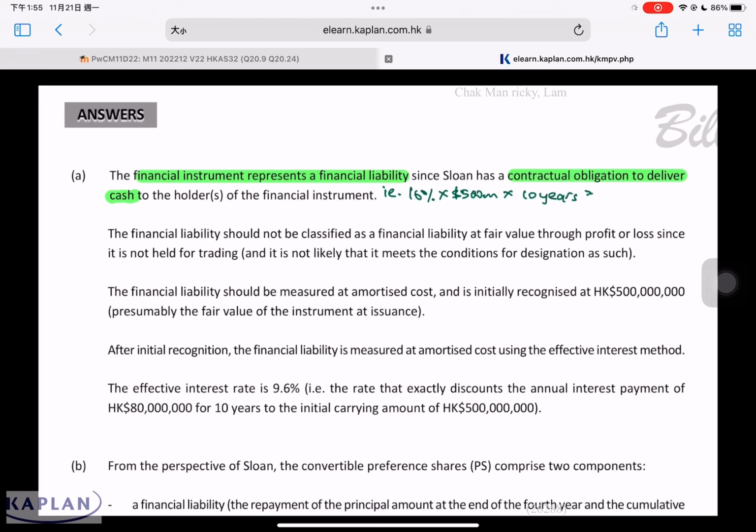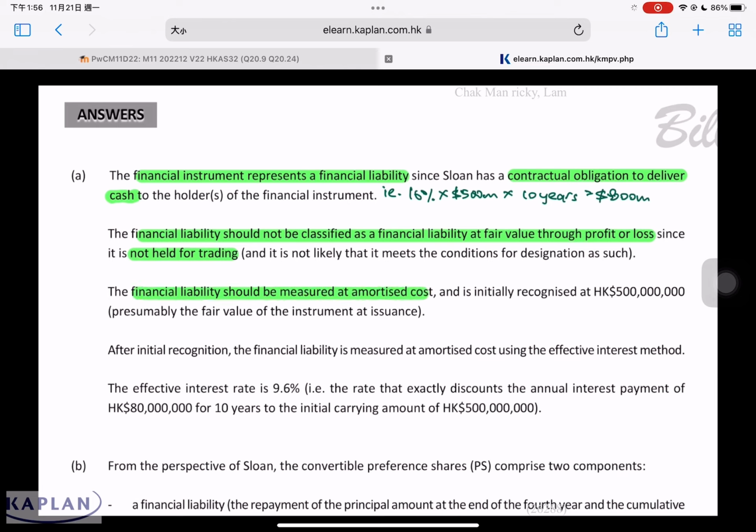In total, the entity has to pay $800 million. We cannot simply say this $800 million is paying for interest. The interest payment is too excessive. The 16% interest contractually, they call this interest, but in substance, the $800 million they're paying is for the principal and the interest. The financial liability should not be classified as fair value through P&L, since the financial liability is not considered as held for trading. Normally, this financial liability should be measured at amortized cost.